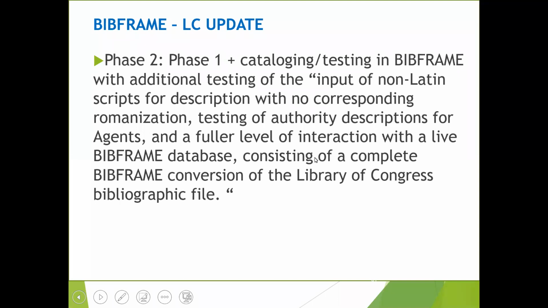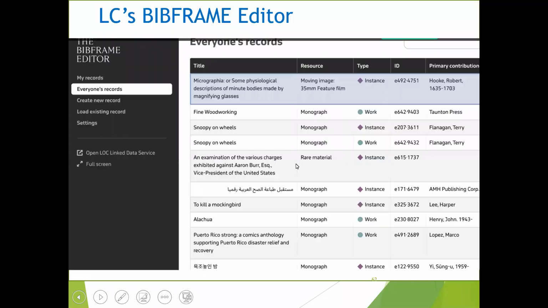So they are really starting to test languages and how that would work in BIBFRAME. They're also testing authority description for agents. So how would we do authorities in BIBFRAME, and what would the public end of it look like? They're really starting to look at that, and they've converted their entire bibliographic file. So all of the records they have in their Library of Congress ILS have been converted to BIBFRAME as well.